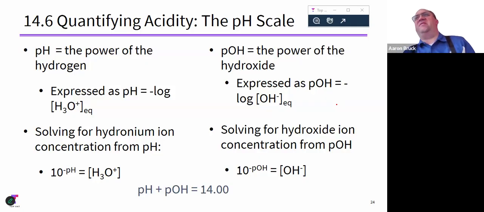Now, the other half of the scale, the other half of this slide, concerns pOH. pOH is basically the mirror image of pH. Instead of focusing on hydronium, it focuses on the other product of autoionization, the hydroxide. But the calculations involving pOH and hydroxide are essentially the same. pOH is equal to the opposite of the log of hydroxide concentration at equilibrium. And if I wanted to find the hydroxide concentration, I could take the antilog of the negative pOH, 10 to the negative pOH.